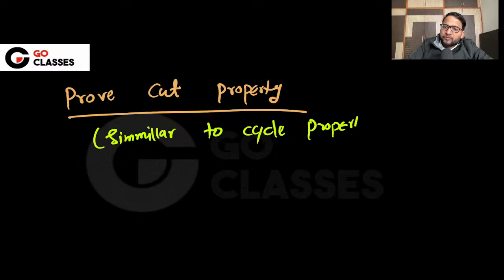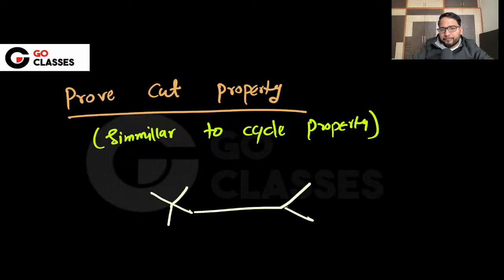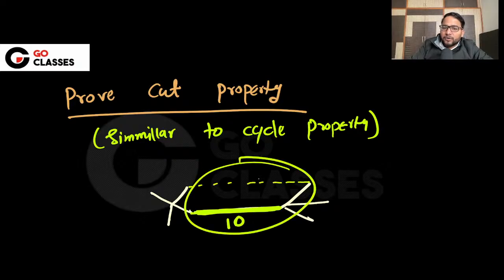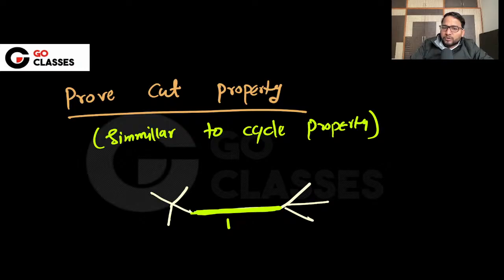In the cycle property, if you remember, what did we say? We proved by contradiction. Let's suppose this is the MST that we have, and this is the heaviest edge. We assume that this is a part of the MST. Then there must be one more edge which is connecting, and since this is forming a cycle, you can remove this and take that. Something like that we argued in the cycle property. Here also we will do almost a similar proof.